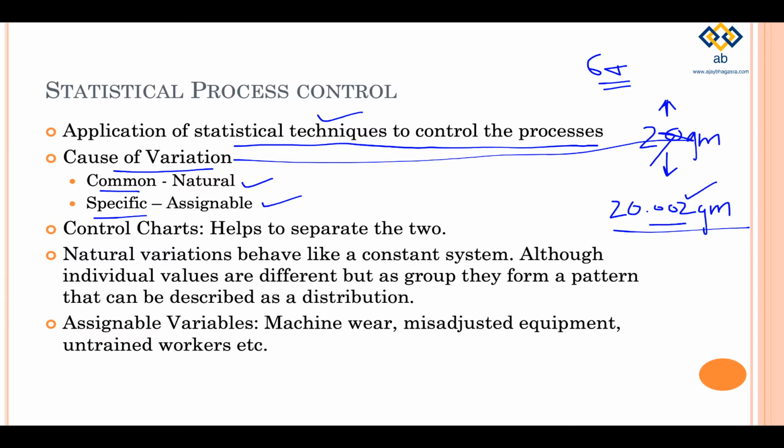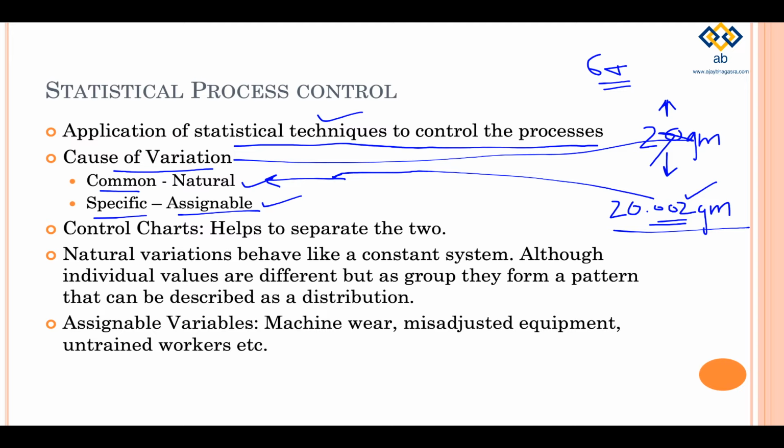There is a type of variation which is uncontrollable, and this type of variation is called common variation, which is natural variation. So you cannot control this variation, it is bound to happen. But there are some variations which are specific, assignable, as the word itself suggests, which means you can assign to something. Assign to something means this variation.